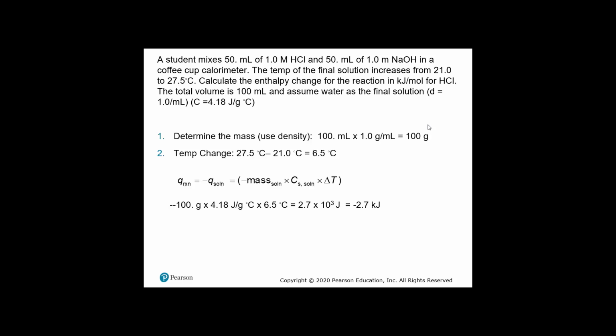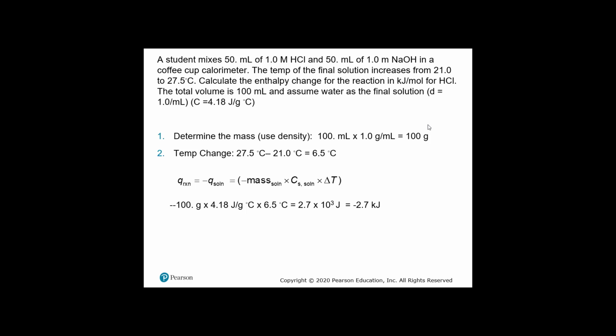Second thing is it's asking for kilojoules, not joules, so we're going to have to do a conversion, and the final step, once we figure out the q value, we're going to have to get the moles of HCl. So let's get started. First, determine the mass. If density is given to you, that usually means you have to use it. I know that some problems might not, but I rarely see problems where they throw density out and you're not supposed to use it. So just keep that in mind.